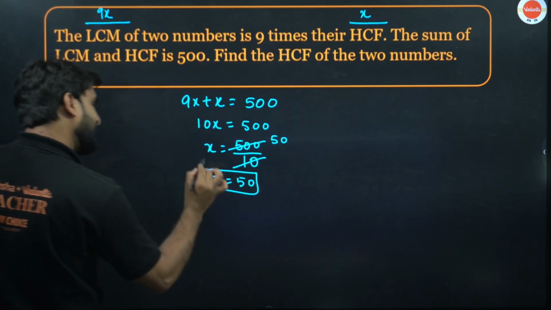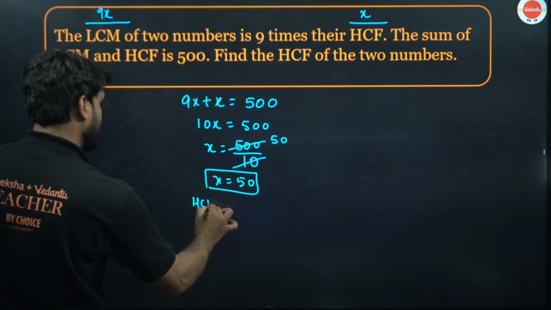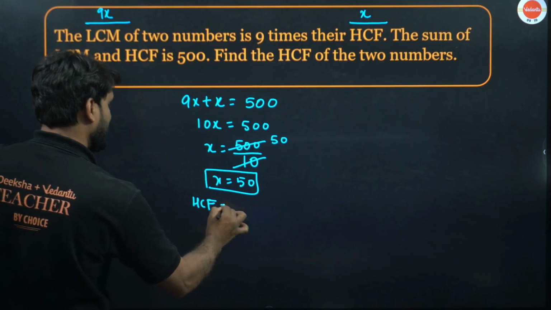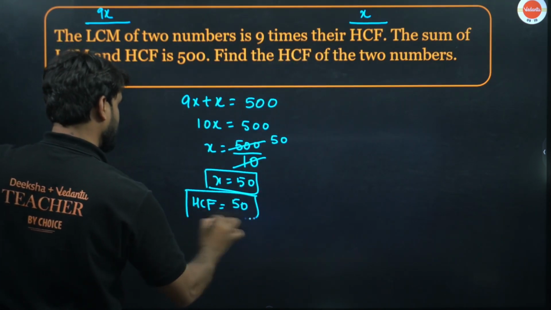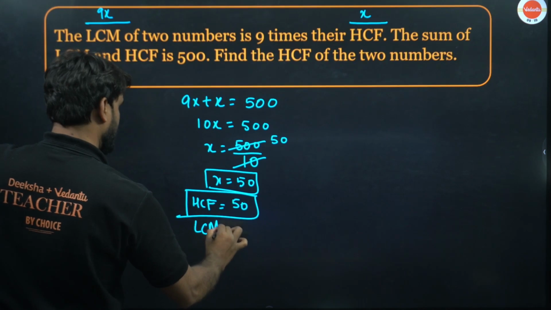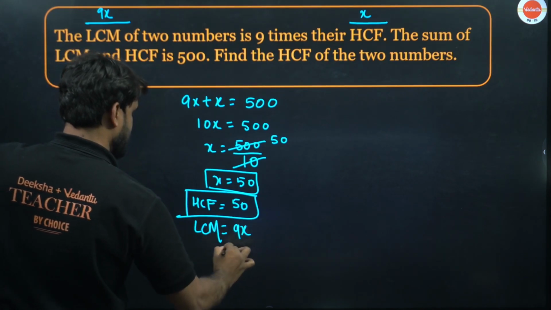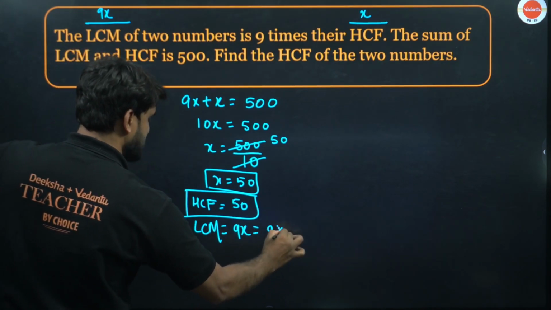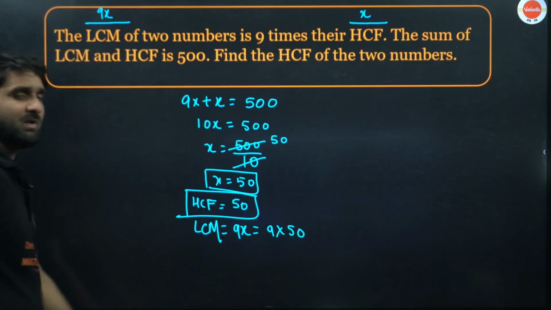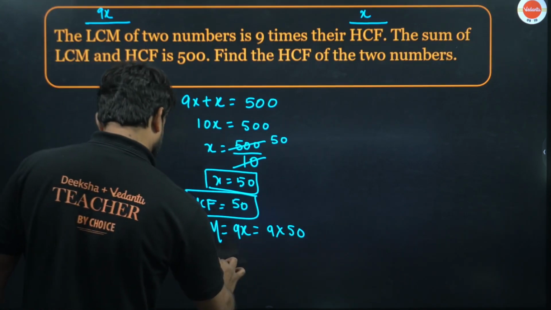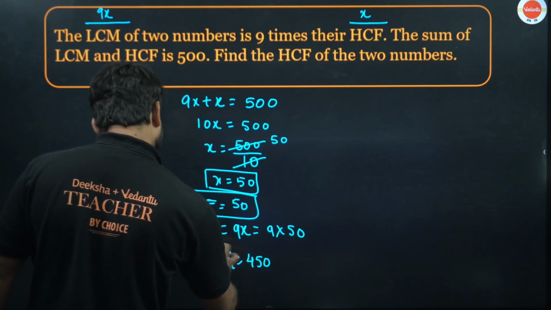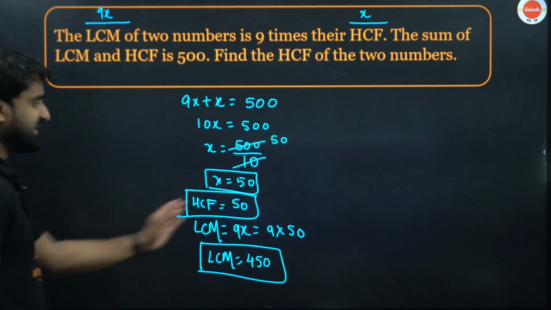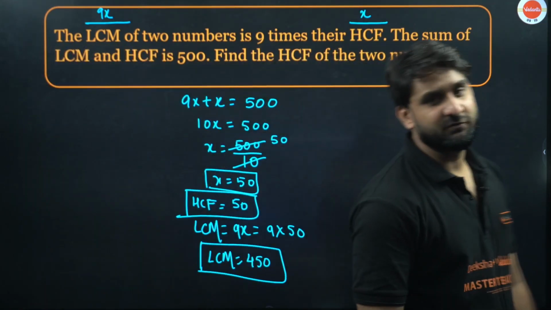If x is equal to 50, it implies that HCF, which we assumed as x, is 50. First answer. And LCM will be what? 9x, that is 9 into 50. 9 fives are 45, so this is 450. LCM is equal to 450. HCF is 50 and LCM is 450.